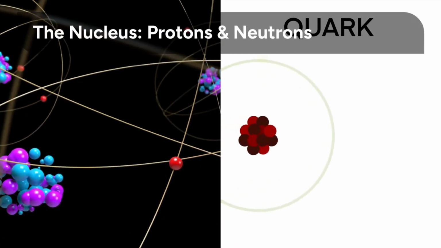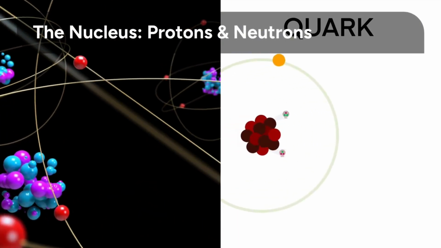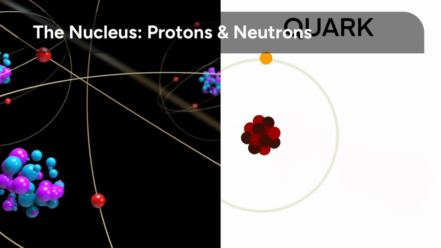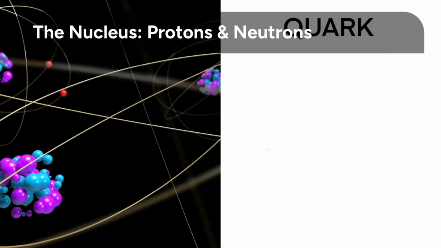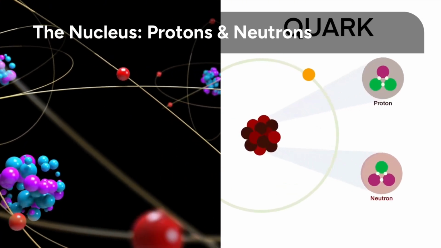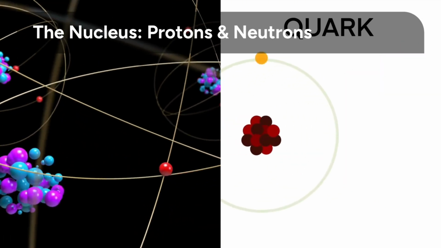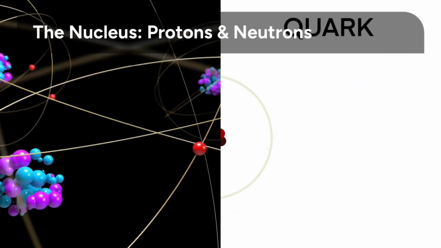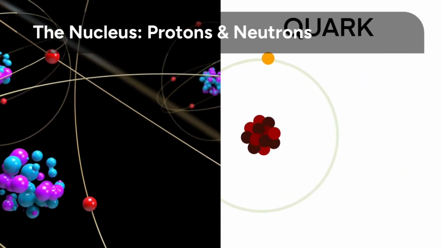At the very center of every atom is a dense core called the nucleus. The nucleus contains two main types of particles, protons and neutrons. Protons carry a positive electrical charge, while neutrons have no charge, meaning they are neutral. The number of protons defines the element. These particles are held together by a strong nuclear force, which is one of the fundamental forces of nature.